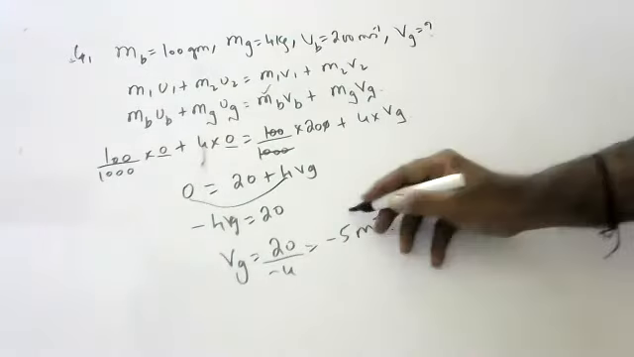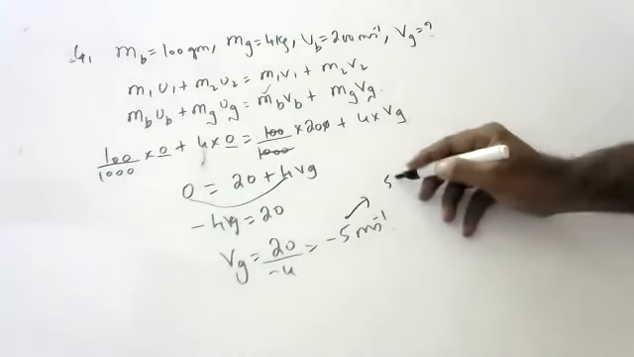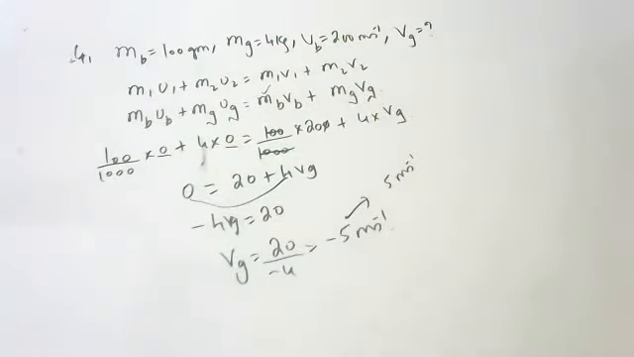Velocity of recoil of gun is how much? It recoils with 5 meters per second. The gun will come back at 5 meters per second. Same like this question only, I will tell again, children. Anyone wants to do it?